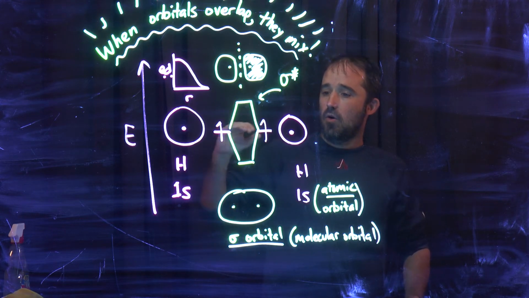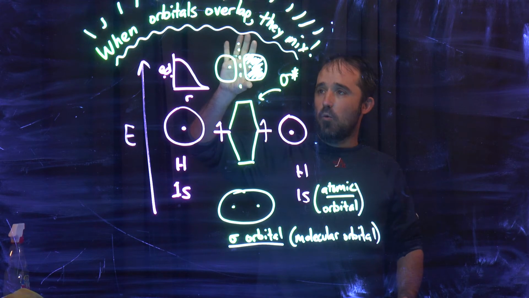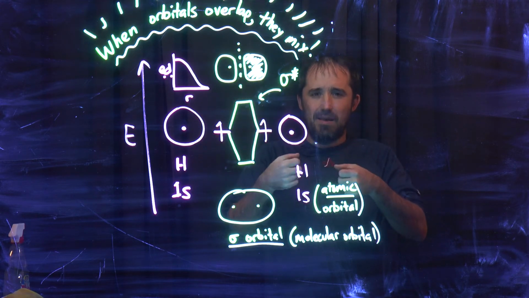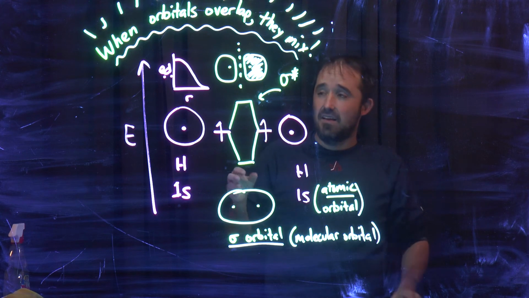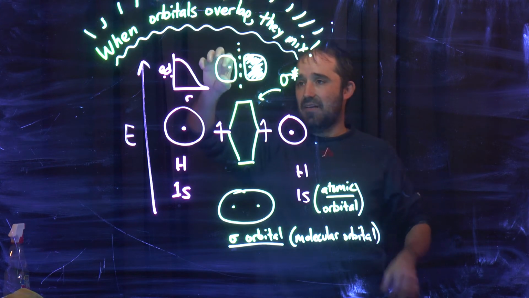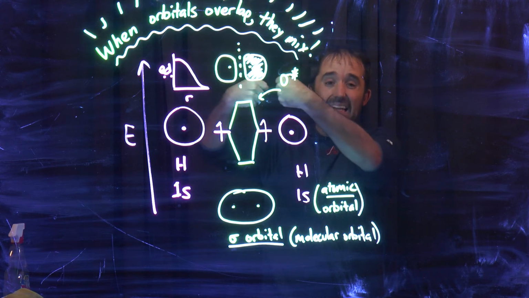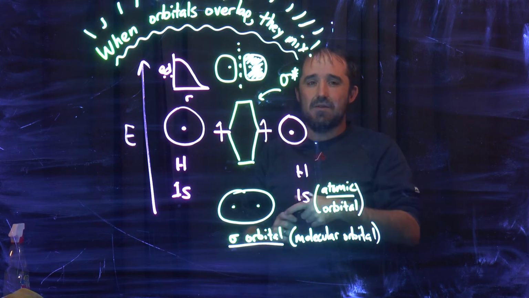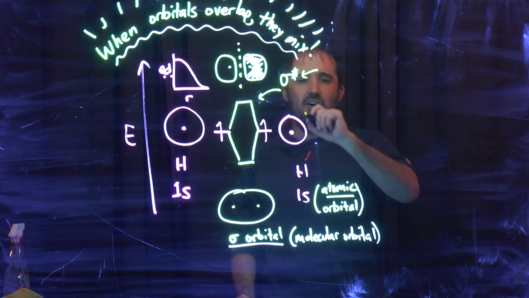Now, we also create something where they're kind of fighting each other. They're not mixing in phase. And now there are no electrons in between. And so the electron density on the left side and the right side is actually kind of repelling each other. So what does that mean? We call this a sigma star. We call that a star.